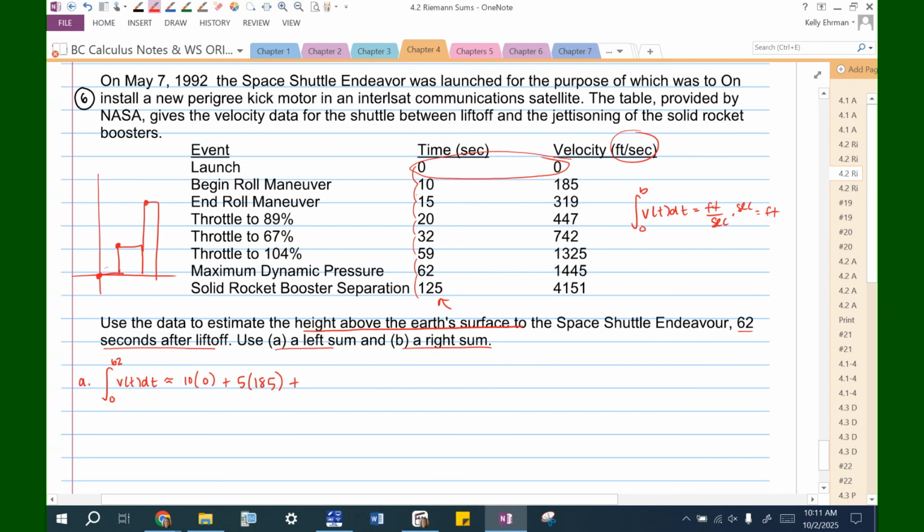plus another difference of, where am I? 5, 319. I need to write these down, sorry, so I know what I've done already. Plus another difference. This is a difference of 12, and I would use 447. From 59 to 32, that's 27. And we're at 742. This difference is 3. And we would use 1,325.